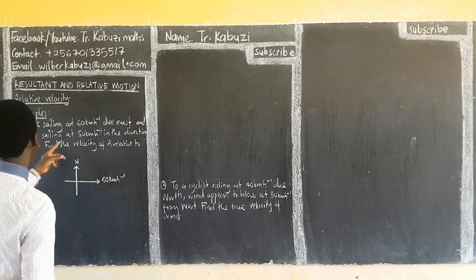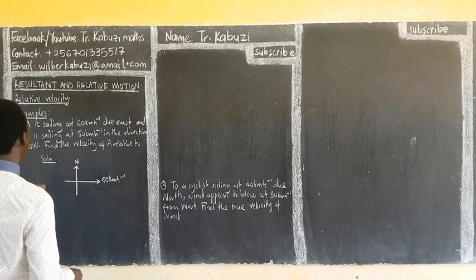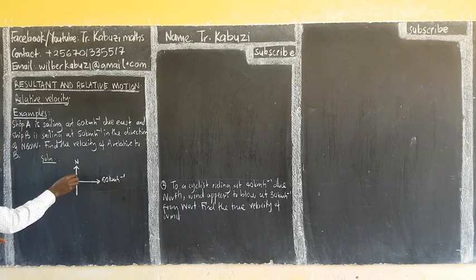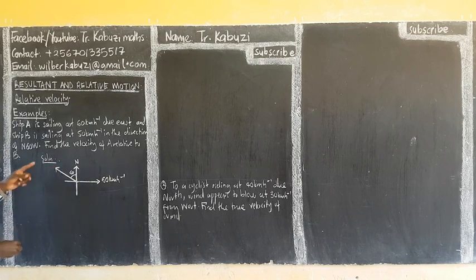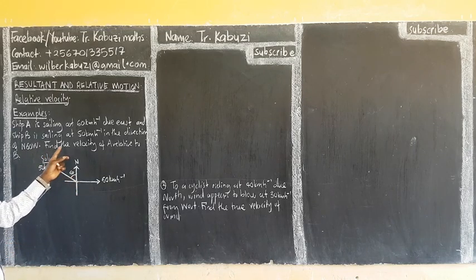And ship B is sailing in the direction of north 60. So from the north, we measure off 60. That is going to be the direction of ship B. This ship B is sailing at 50 kilometers per hour. Now from there, find the velocity of A relative to B.